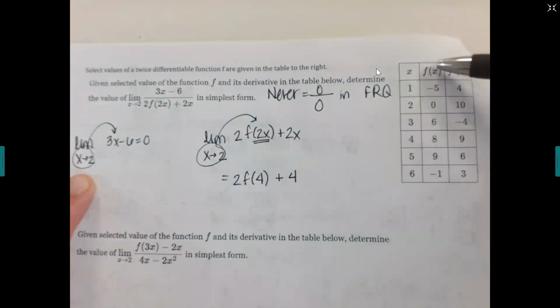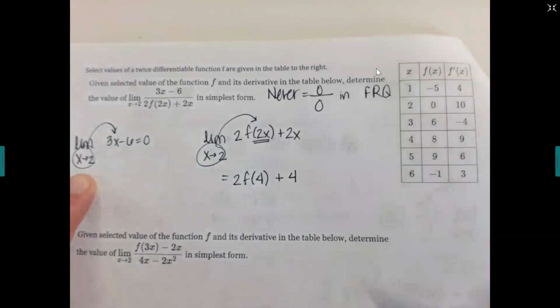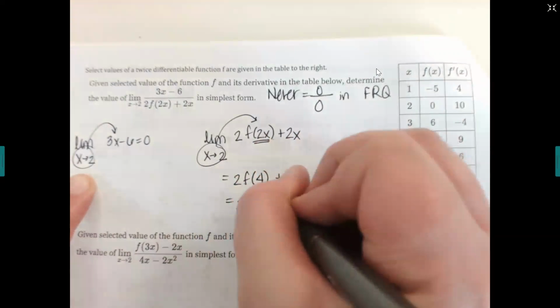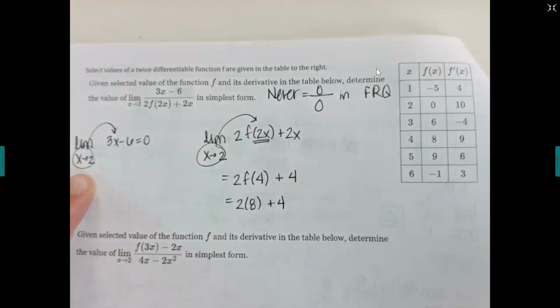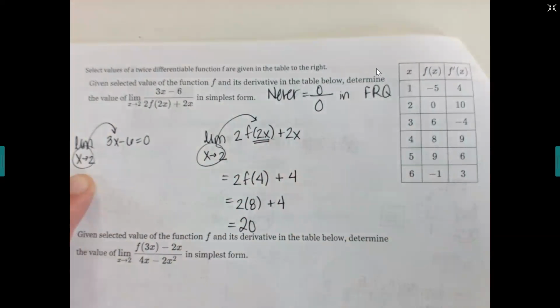Okay, they gave us this little chart over here, so I'd come down to 4, my F column is an 8. So then I have 2 times 8 plus 4. 2 times 8 is 16, 16 plus 4 is 20. Did they both come out to 0?